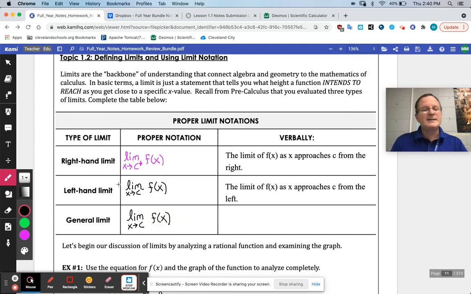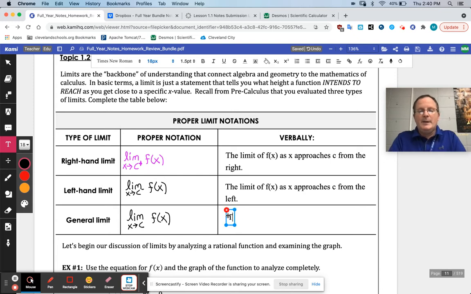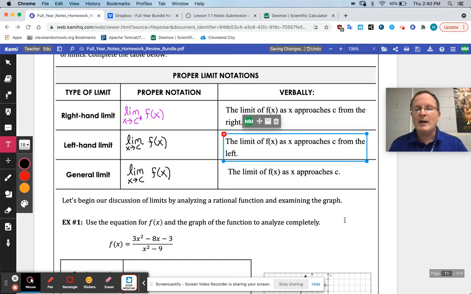Again, that could be said in a couple of different ways, but I tend to say it like this. The limit of f of x as x approaches C. Boom. Now, you're probably thinking, what the heck is this even about? Why is this a thing?